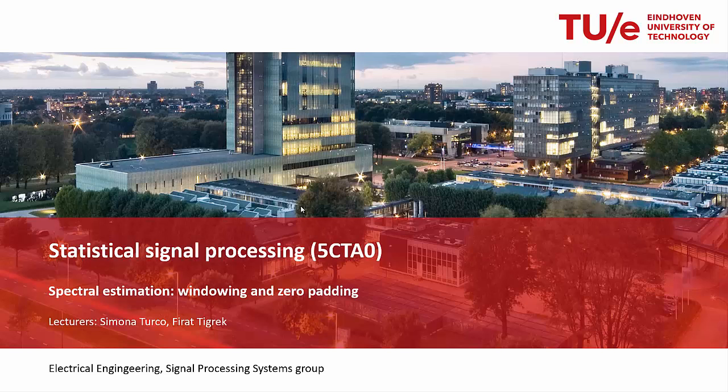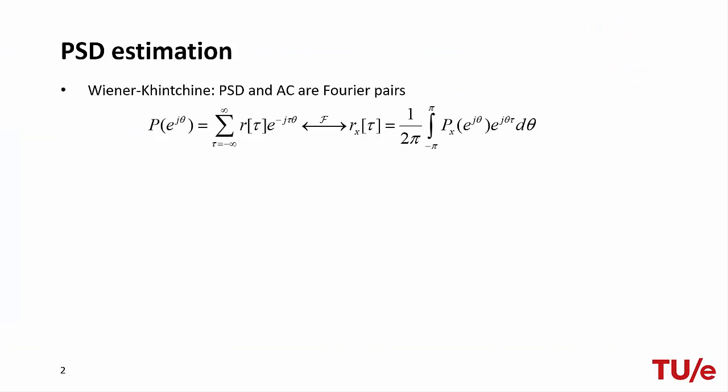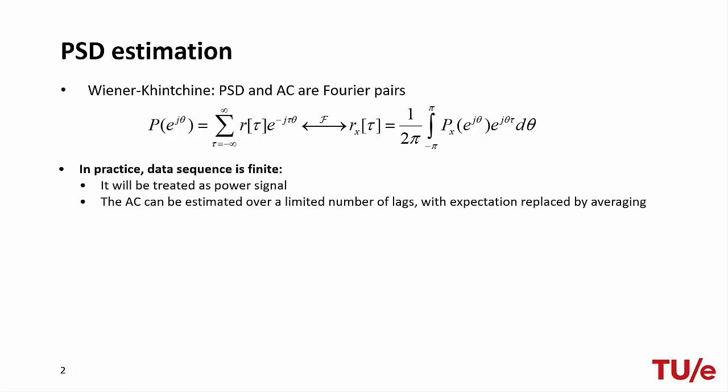In this screencast, we discuss the issue of windowing in the context of spectral estimation. The Wiener-Khinchin theorem states that the autocorrelation function and the power spectral density are Fourier pairs. Thus, theoretically, from a time series we can calculate the autocorrelation function and then apply the Fourier transform to obtain the power spectral density. However, in practice, the data sequence representing the time signal is finite.